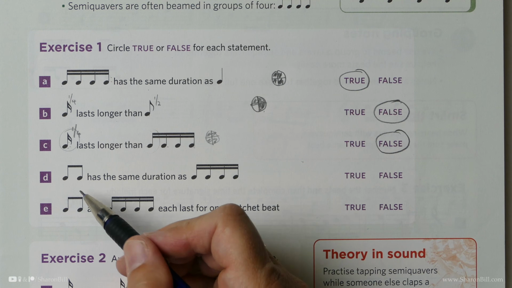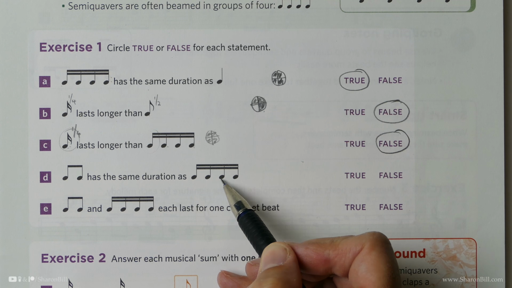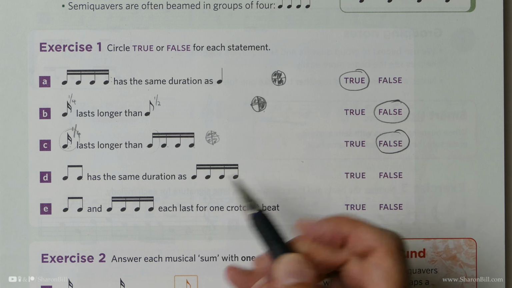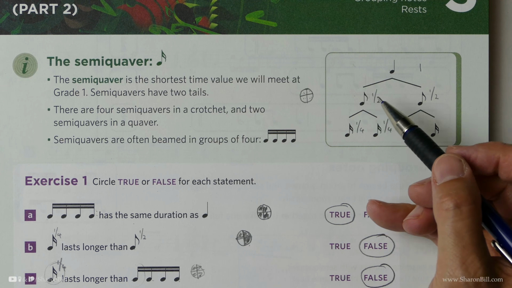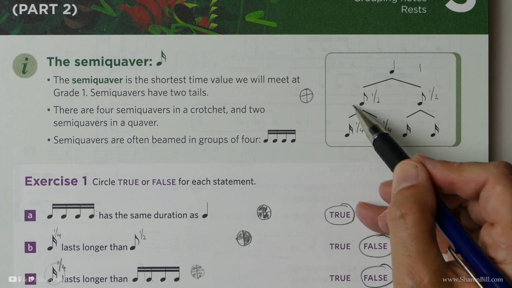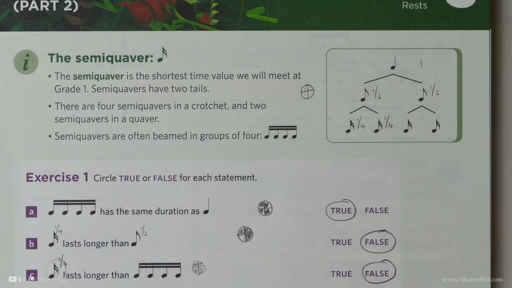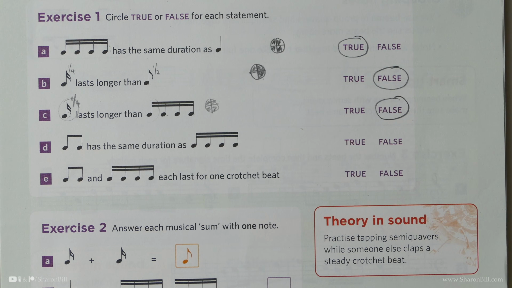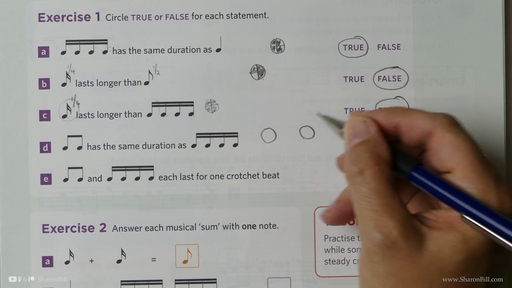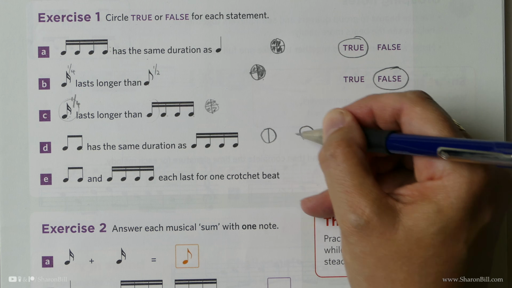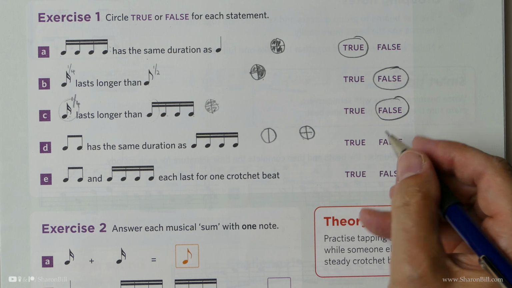Now, is it true or is it false that these 2 quavers have the same duration as these 4 semiquavers? Well, it is true, but let's think why. We can either refer back to this little pyramid diagram here, and we can see that 2 quavers lasts the same as 4 semiquavers, or we can just diagram it out, so we're comparing values. So a half plus a half has the same duration as 4 quarters, and so we know that's true.